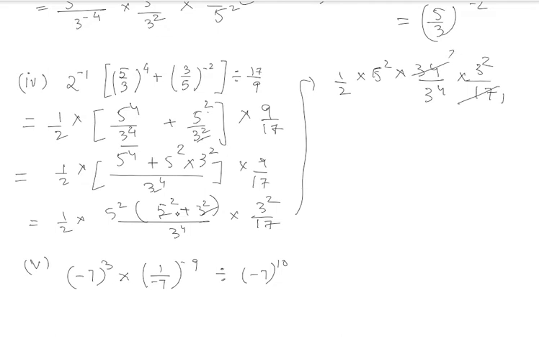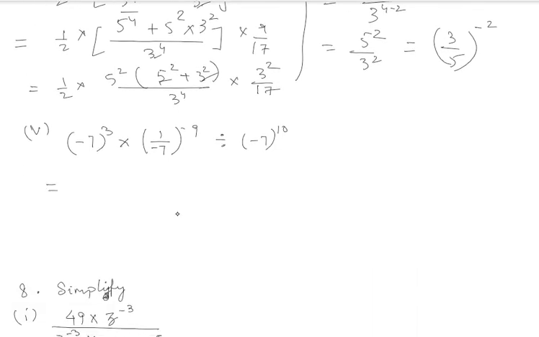17 ones are 17, twos are 2, ones are 2. This is 3 square and 3 to the power 4. So this is 5 square by 3 to the power of 4 minus 2, which is equal to 5 square by 3 square. But I have to write this as 3 by 5 to the power of minus 2.